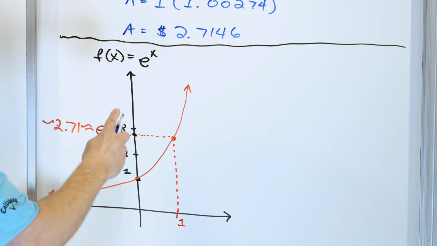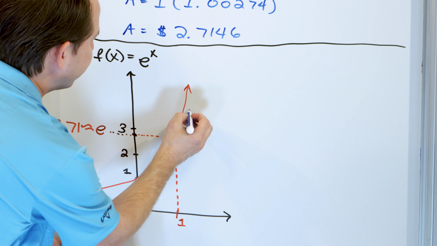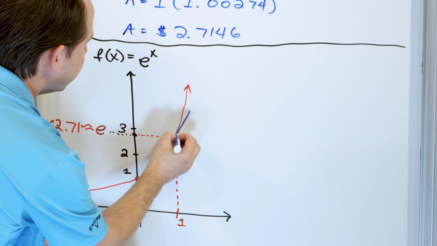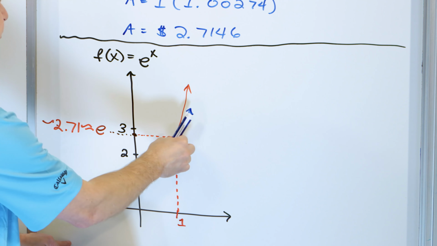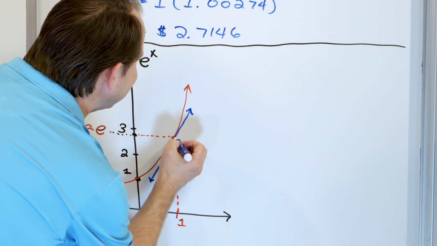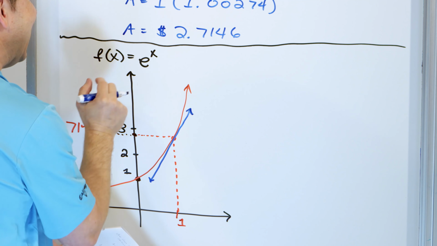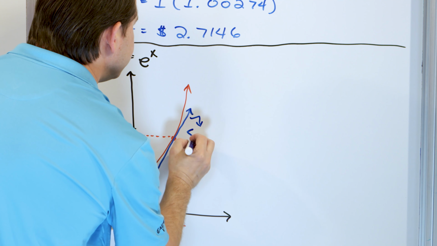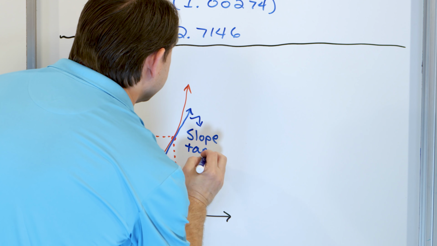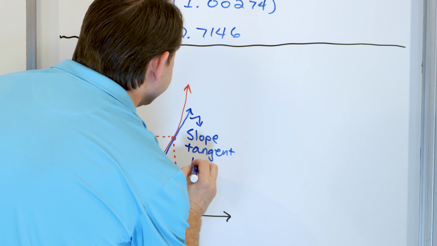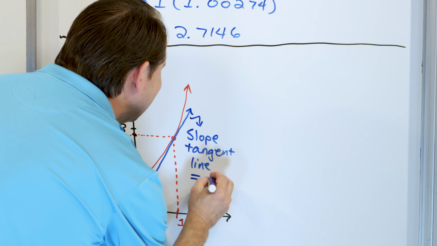Now, the way that you figure out the slope of this curve, if you want to know the slope right here at this red dot, is you draw a line tangent to this guy. Tangent just means that it touches the red curve only in one spot, only at this dot right here. Okay? So what this very special function e to the x does is that the slope of the tangent line at this point right here is equal to e.